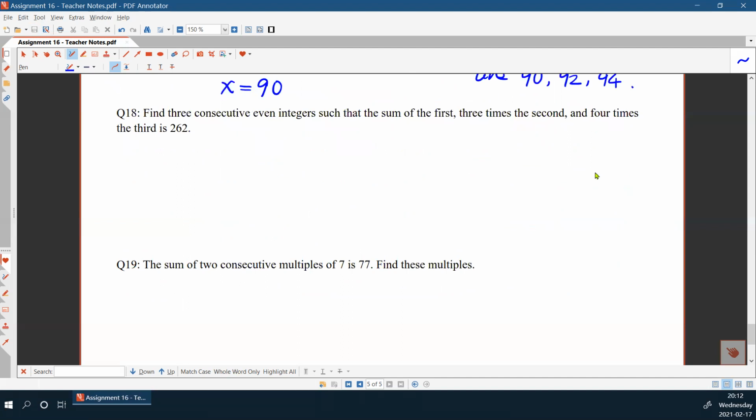Find 3 consecutive even integers. Okay, again, these are 3 consecutive even integers, such as 2, 4, 6, 8, 10, right? Okay, this time the sum of the first, 3 times the second, and 4 times the third is 262. Okay. Again, this time we use letter x to denote the smallest number of the 3.